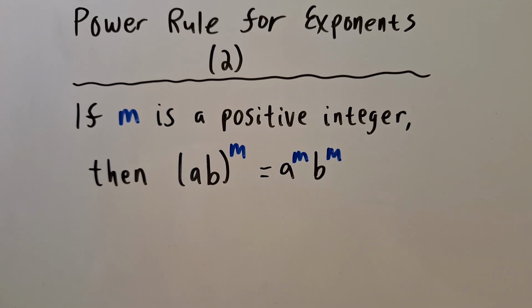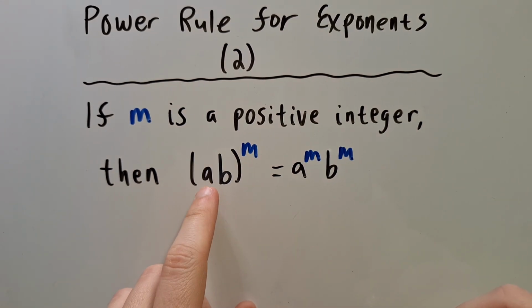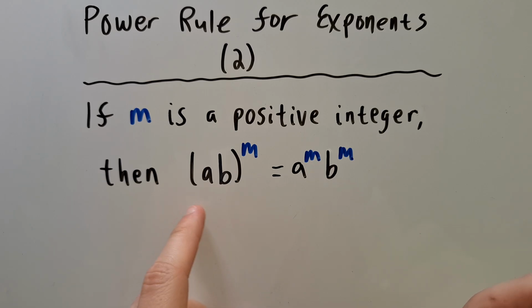If m is a positive integer, then ab to the power of m equals a to the power of m times b to the power of m. So what's different about this one is that we're going to have a couple of things going on inside these parentheses. We're going to have maybe some numbers, we'll have some variables too, it looks like.